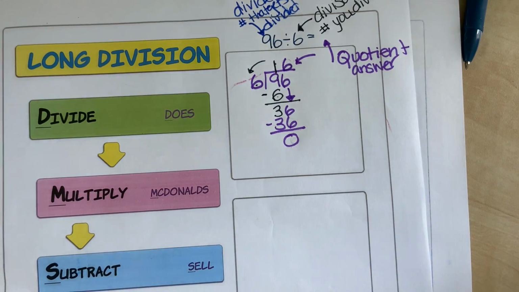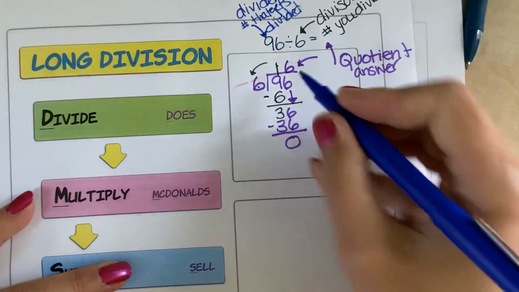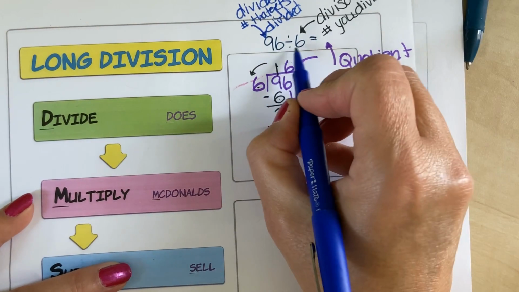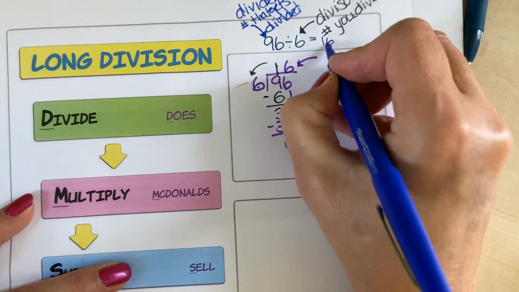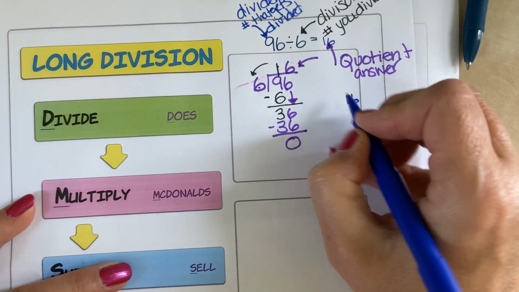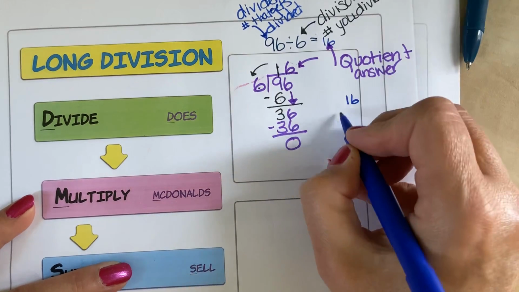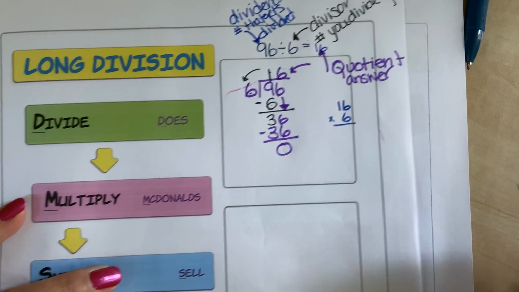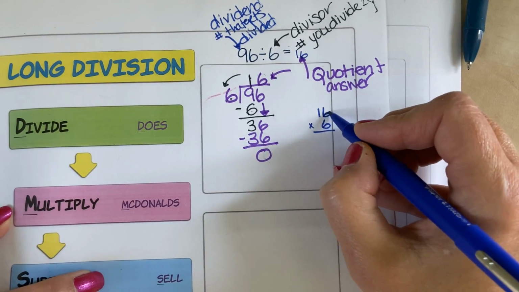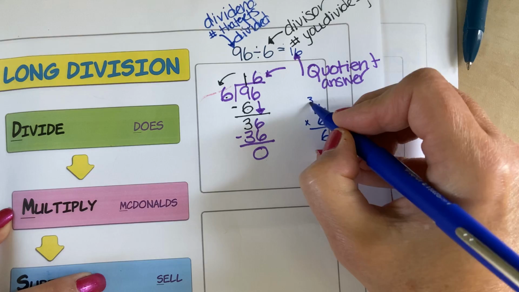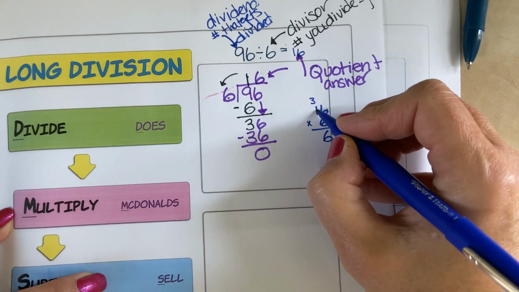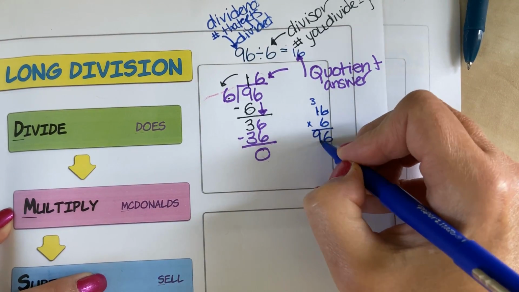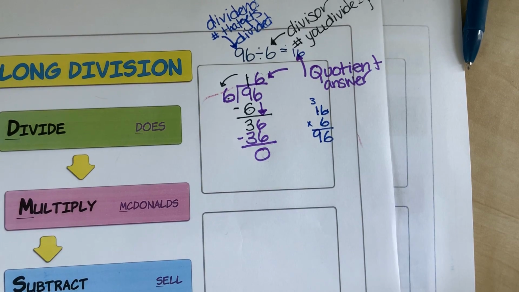Now, if I want to check this problem, which you should always do with a division problem, all I have to do is multiply these numbers out. I was saying 96 divided by 6 was 16. If I go backwards, 16 times 6, I better get 96. I should have 3 numbers on this problem, no more. 6 times 6 is 36, carry my 3. 6 times 1 is 6, plus 3 is 9. So I get 96. Bonus.